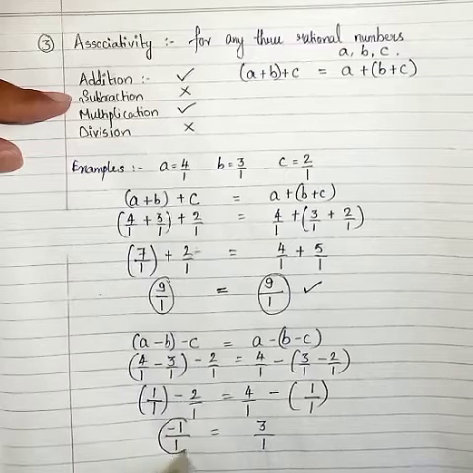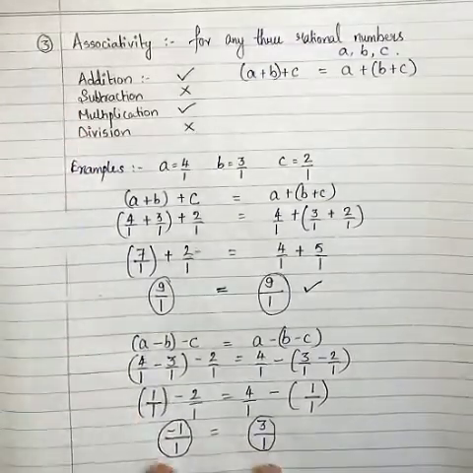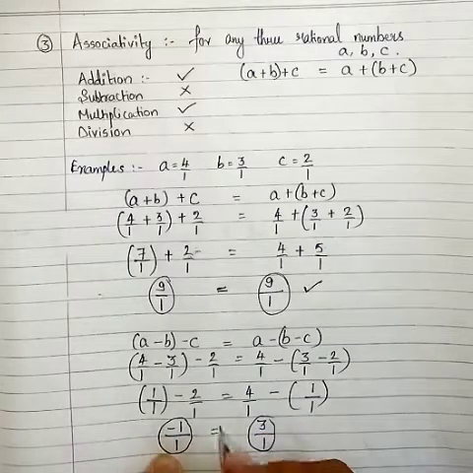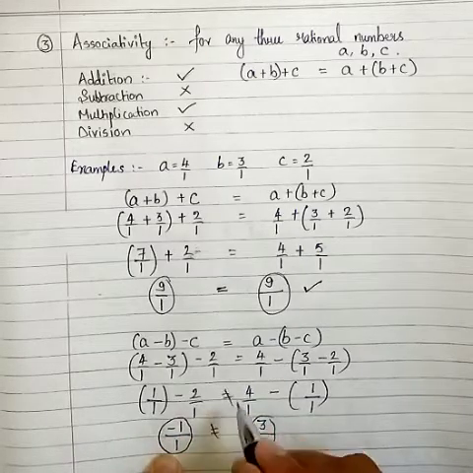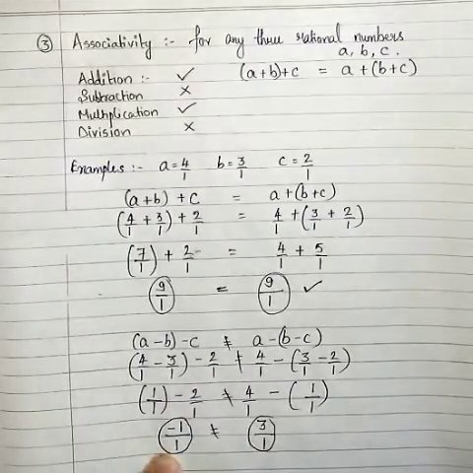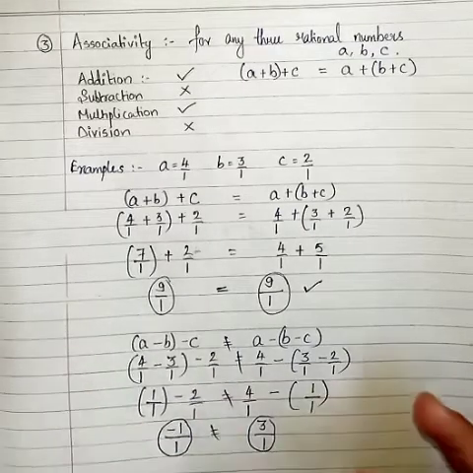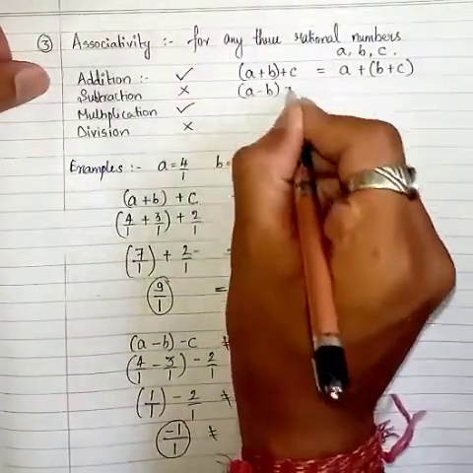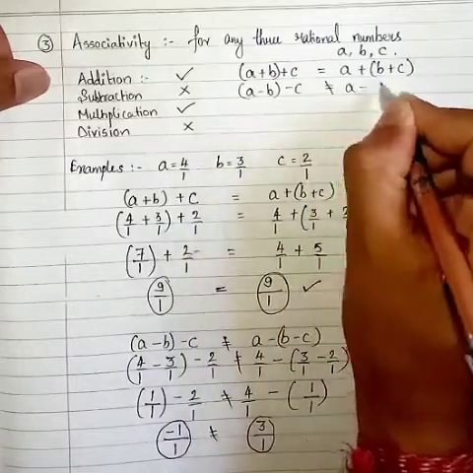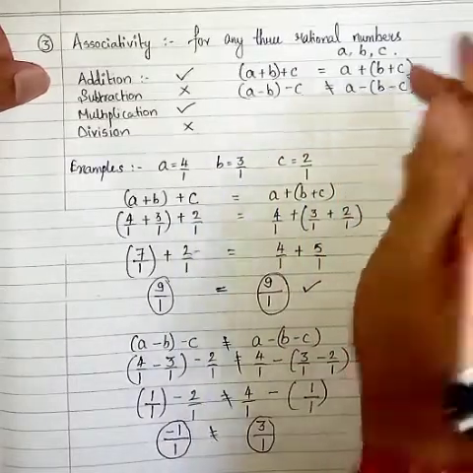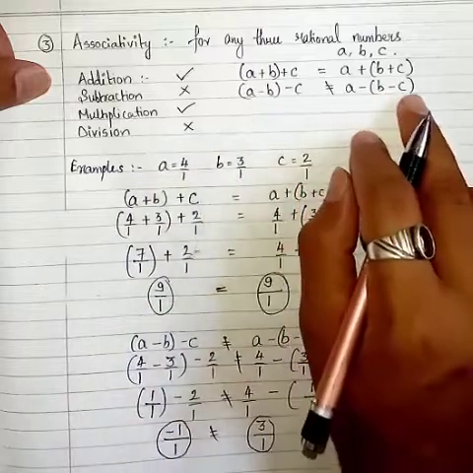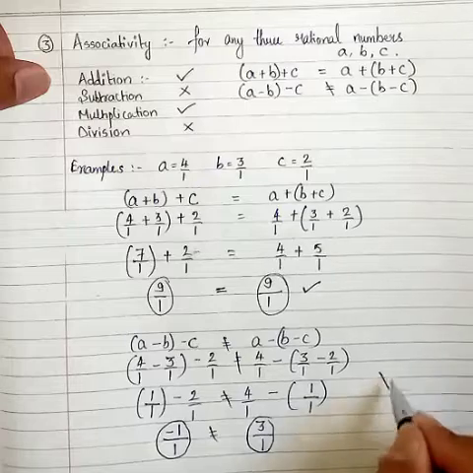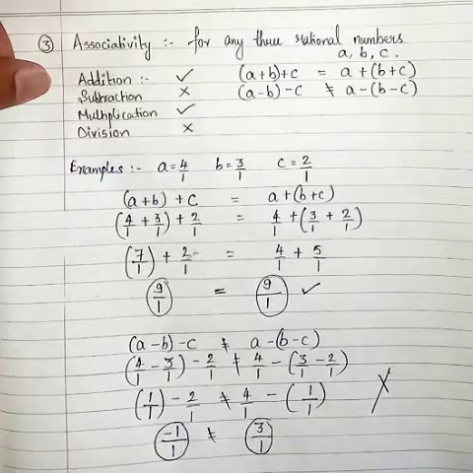So comparing this, I can find that both my answers are not the same. One is minus 1, one is 3. So I can say that these results are not equal. It means subtraction is not associative. It means (a minus b) minus c is not equal to a minus (b minus c). First we have done this, then we have done this. But we find that both the results are not the same. It means subtraction is not associative.